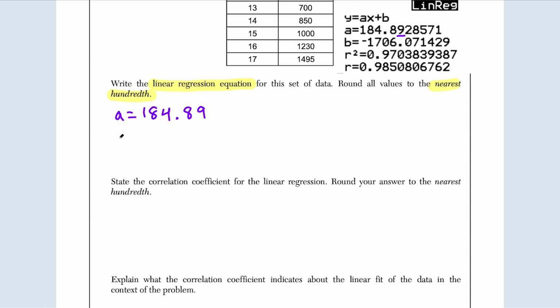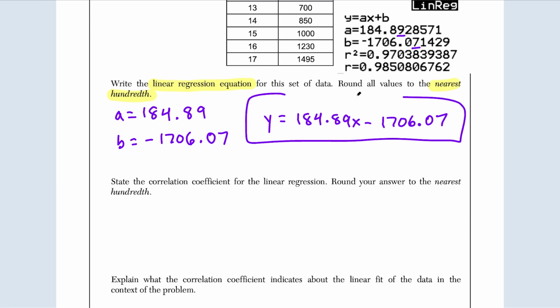And then for our B value, we have -1706 point, and then we have 071 like this. So we look at the 7 in the hundredths place, and to the right is a 1. So we're going to round down to -1706.07, and we have the negative in front like this. So now our equation is just y equals, A is our slope, so that's 184.89 times x. And then we have our B value, -1706.07 like this. So here is our linear regression equation.